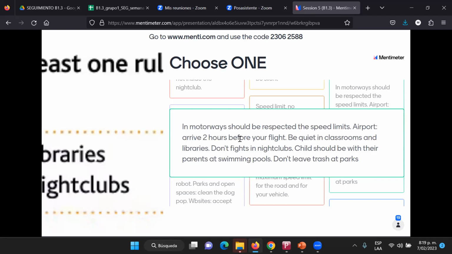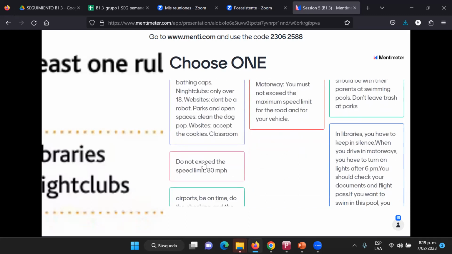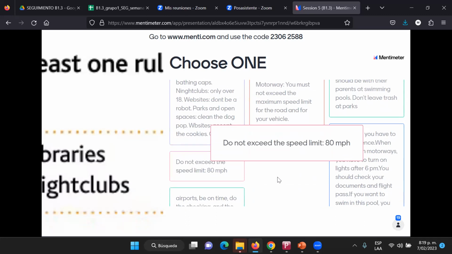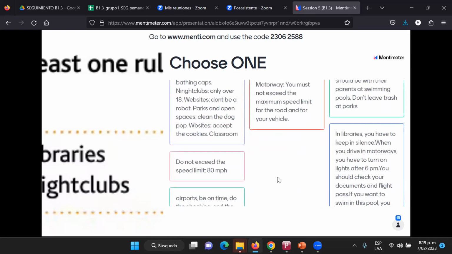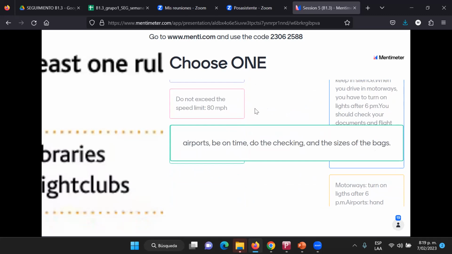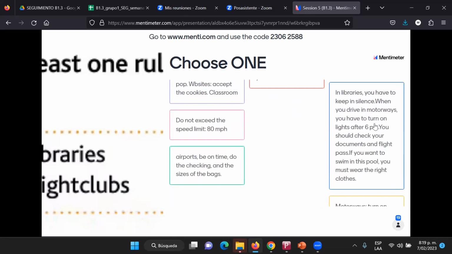Airport, arrive 2 hours before your flight. Be quiet in classrooms and libraries. Don't fight in nightclubs. Child should be with their parents. Well, children, child would be singular, right? At swimming pools, don't leave trash at parks. Do not exceed the speed limit, 80 miles per hour. Okay, miles, very elegant. Airports, be on time, do the check-in and check the size of the bags.